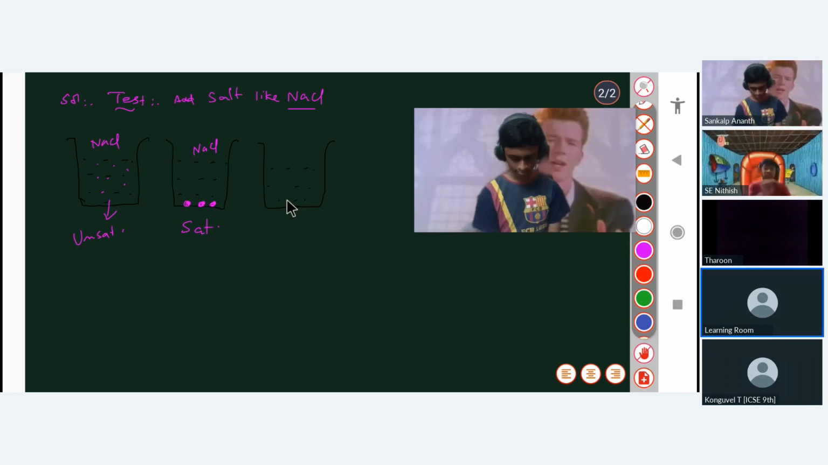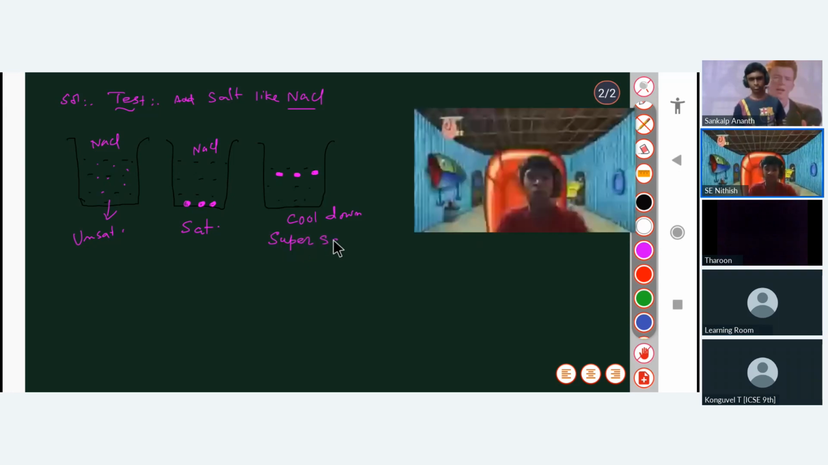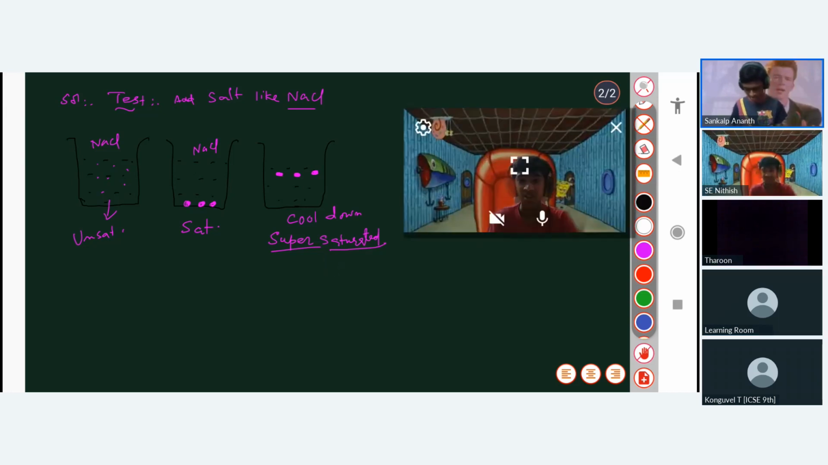Yes, sir. Now see what you have to do here. If you cool this down and the NaCl crystallizes and comes out in the form of crystals, that means it is supersaturated. I wrote that when the solution is cooled down, the salts get precipitated and that forms a supersaturated solution. Exactly. That is right. Yes, sir.